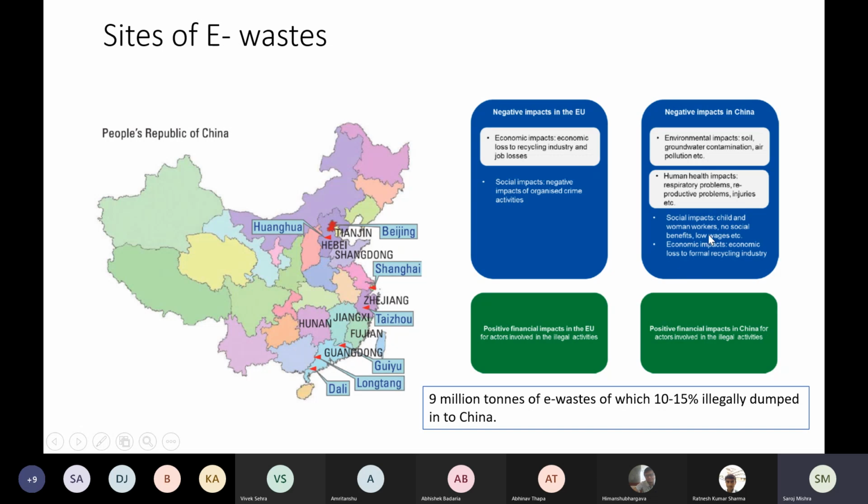There is a social impact. Child and women workers are mostly not in the recognized domain of work. There are no social benefits to these people, and low wages, etc. So it has a bad social impact. There is an economic impact, economic loss to the formal recycling industry. So it is not only about the environmental part: when you talk about e-wastes, it has a societal impact and also an impact on the finance part.